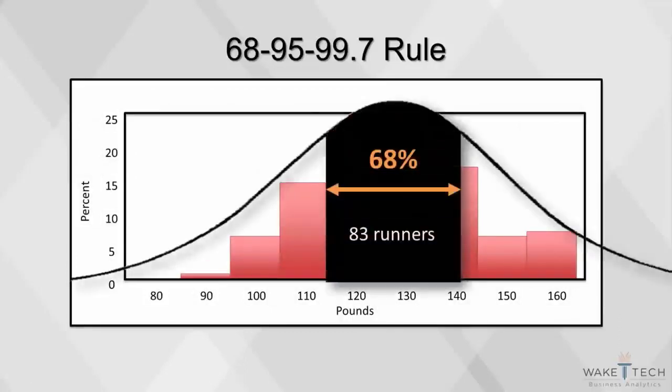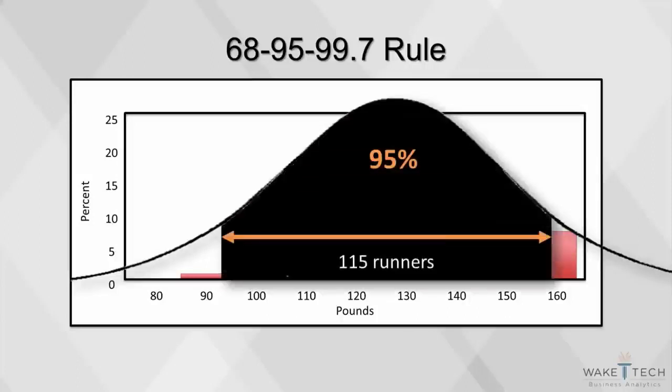68% of our 120 runners is about 83 runners. According to the 68-95-99.7 rule, those runners should fall within 1 standard deviation of the mean weight of 127.8 pounds. That is, 83 of our runners should fall between 112.3 and 143.3 pounds. When we check our data, we see that 79 runners fall within 1 standard deviation of the mean.